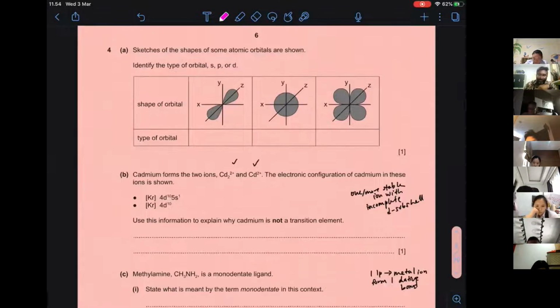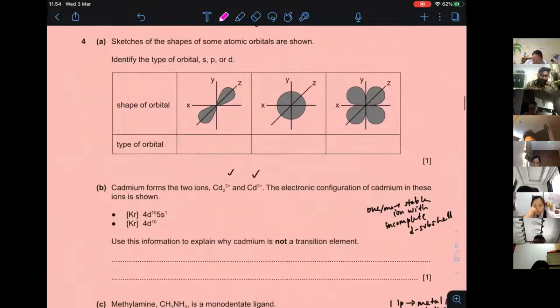Now, let's move on to question number 4. Sketches of the shapes of some of the atomic orbitals are shown. So identify the type. So you have S, P or D. Now D we don't really study, but we have learned about S and P. So of course the other one should be D. You see S is going to be spherical, so therefore this is going to be S. P is going to be a dumbbell shape, so it's going to be P, and then left with one more, it's going to be D.